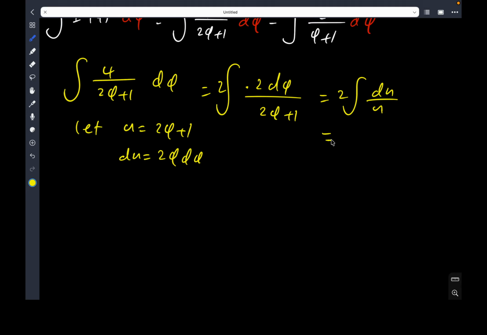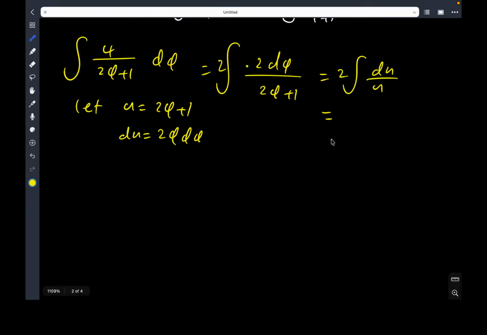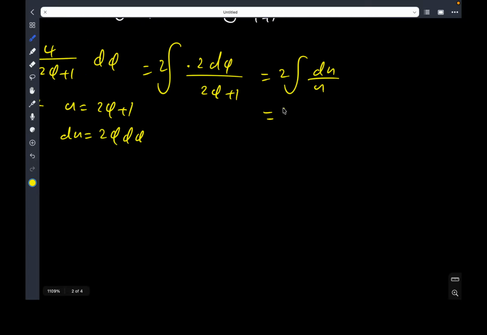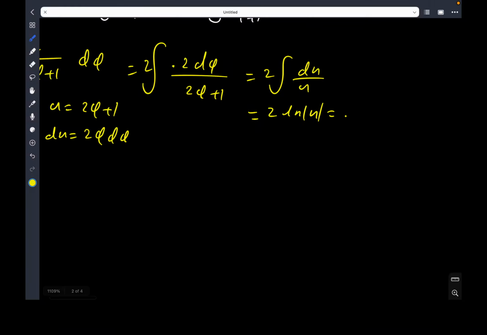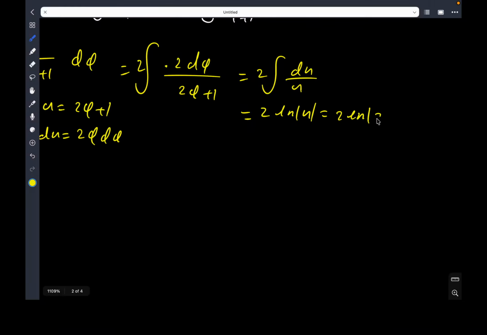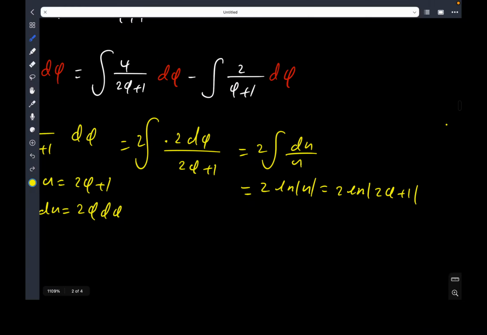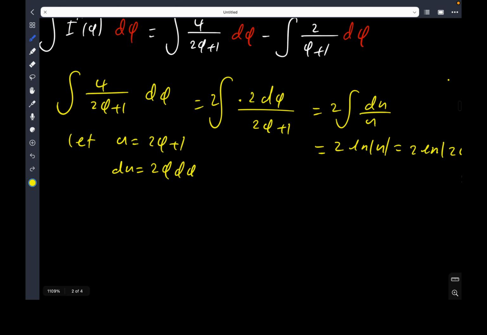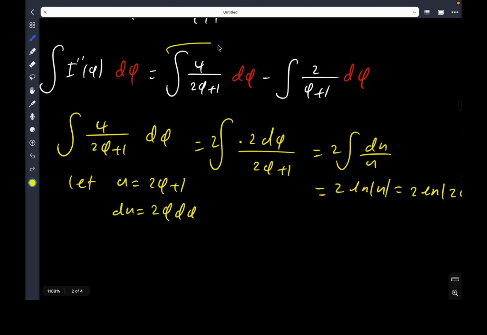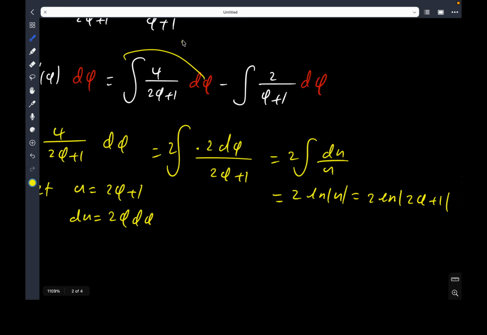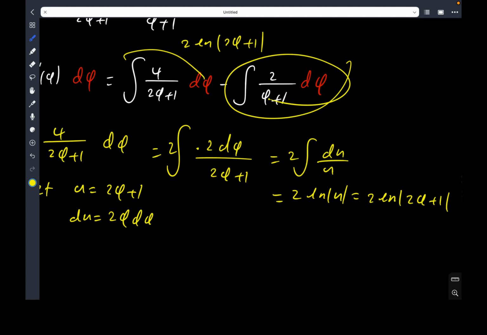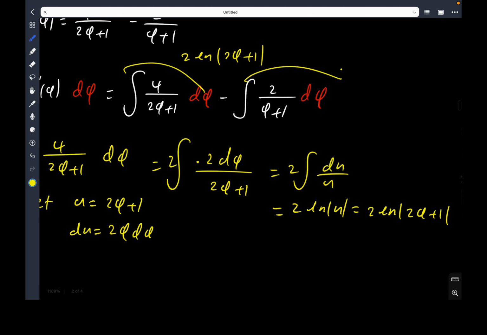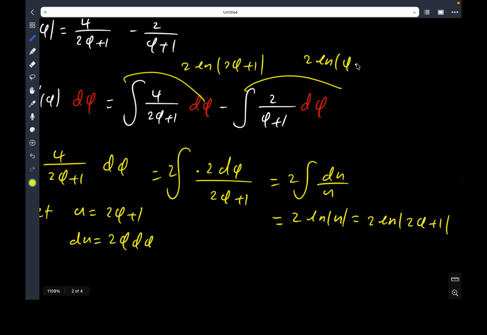du over u. According to the laws of integration, 1 over u's integral is ln u, which means my integral is 2 ln of 2 phi plus 1 plus some constant of integration, which I'm not going to put here, but rather when my fork is done, I'm going to put a constant plus c here. So this term here, therefore, is 2 ln 2 phi plus 1. And this term here, again, according to the laws of logarithms, is 2 ln phi plus 1.